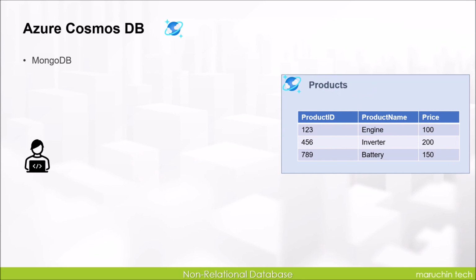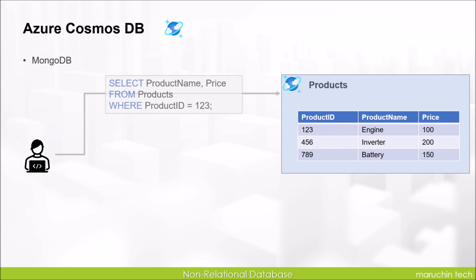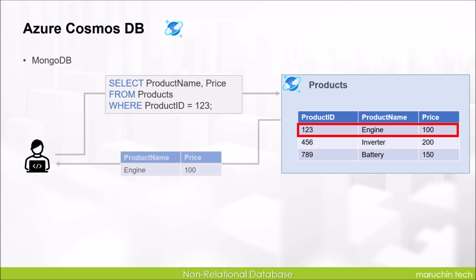And next is an example for PostgreSQL. This query is in the same format as the query introduced for the relational database. It gets the product name and the price of the record with product ID 123 from the table named product. And this is the result of the query.